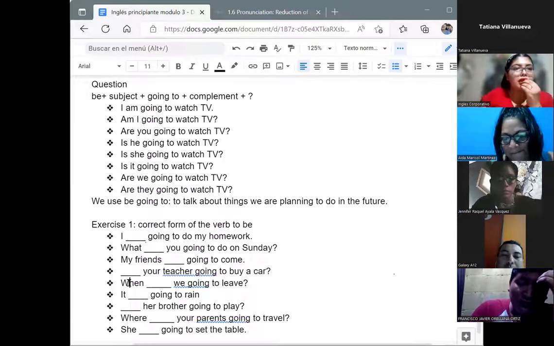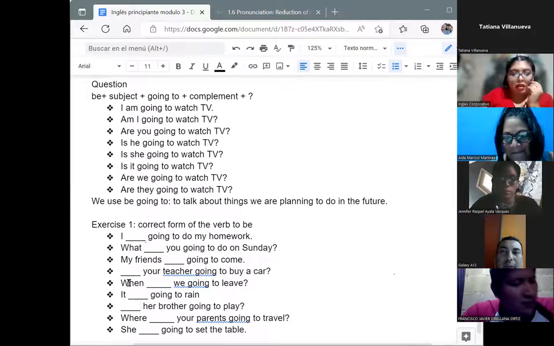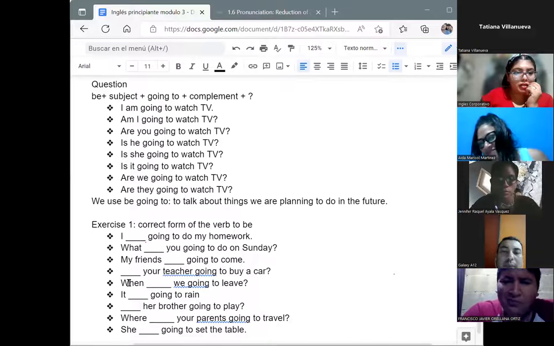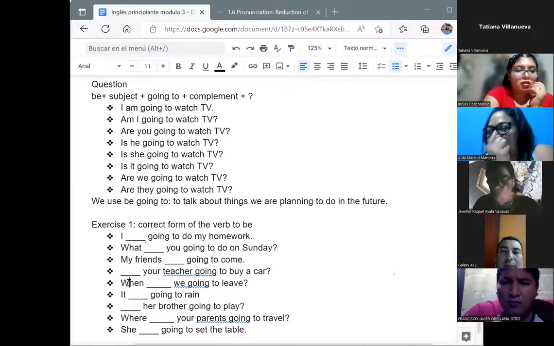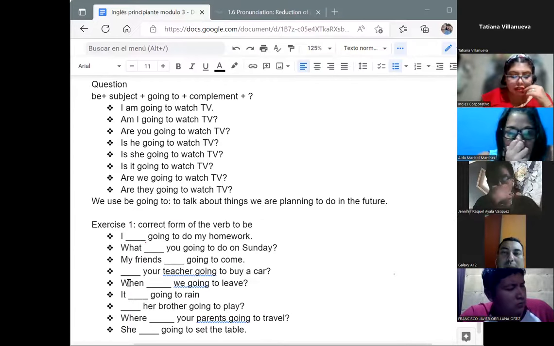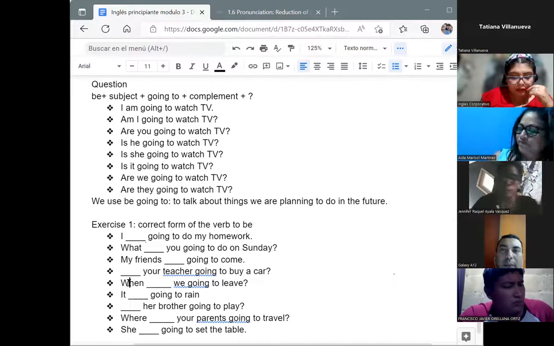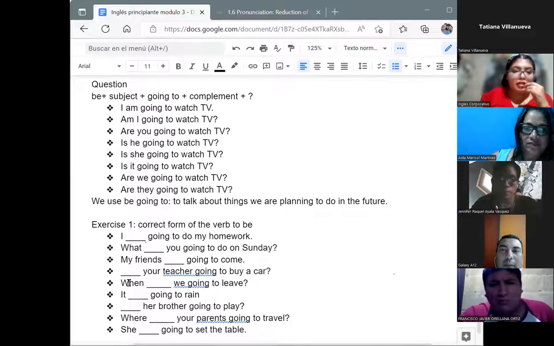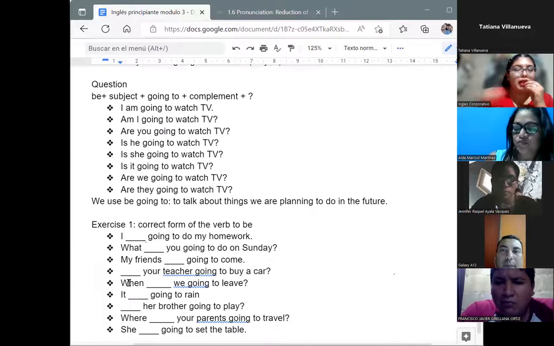So here we have the sentences. We have 9 sentences here. Yes, tenemos 9 oraciones. Let's read the first one.